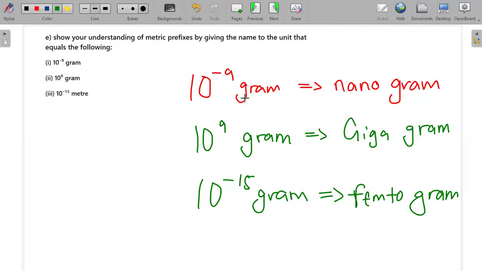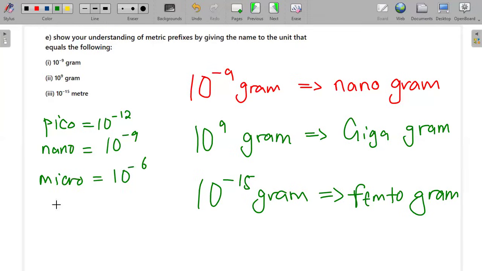The song went something like: pico, nano, micro, milli, centi, deci, kilo, mega, giga, tera. We sang them in order so we knew the value of each one. So pico, or pica, whatever you can say it, is 10 to the power minus 12. Pico, nano: nano is 10 to the power minus 9. Then micro is 10 to the power minus 6. You see, I still have it in my head.